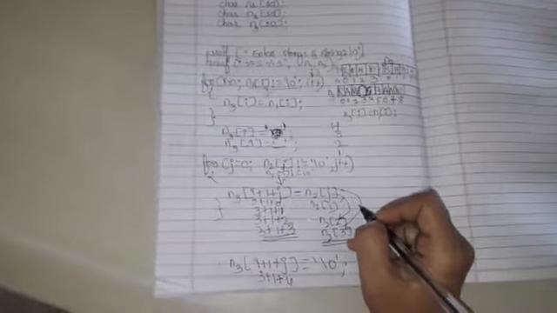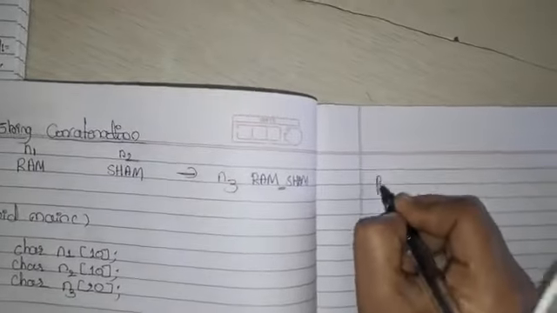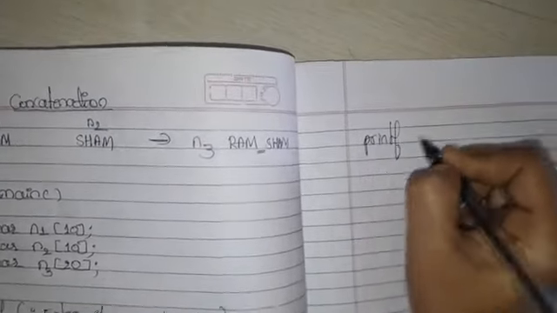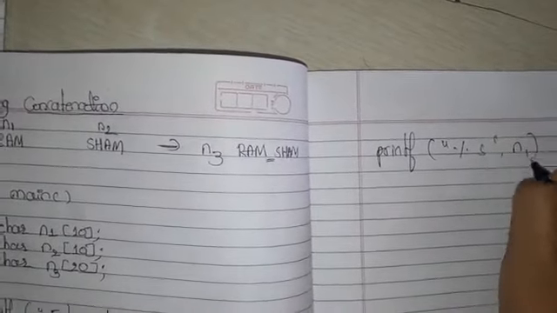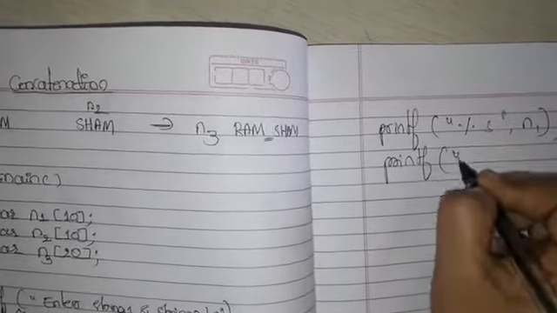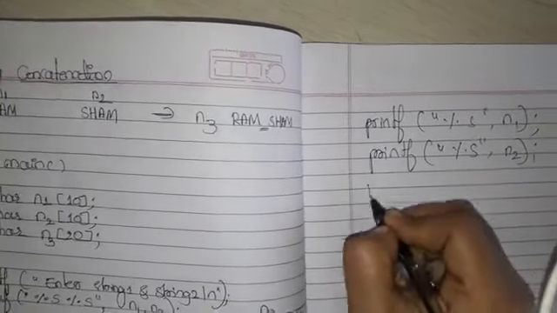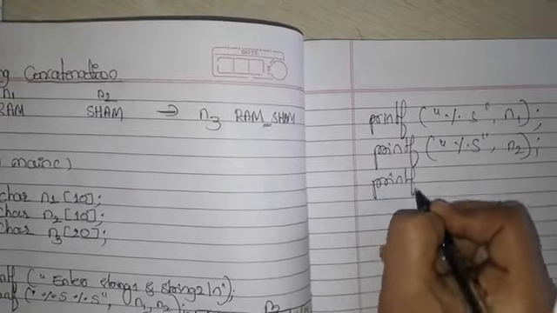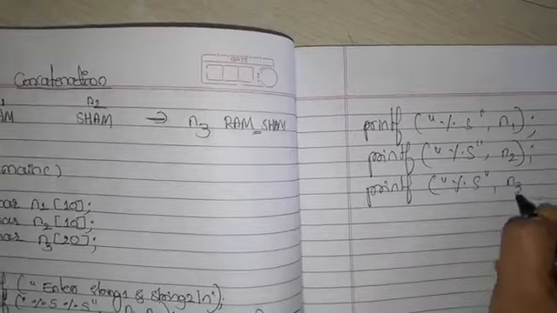Next you print the values of n1, n2, n3. Very simple. See, printf percentage s n1, printf percentage s n2, printf percentage s n3.